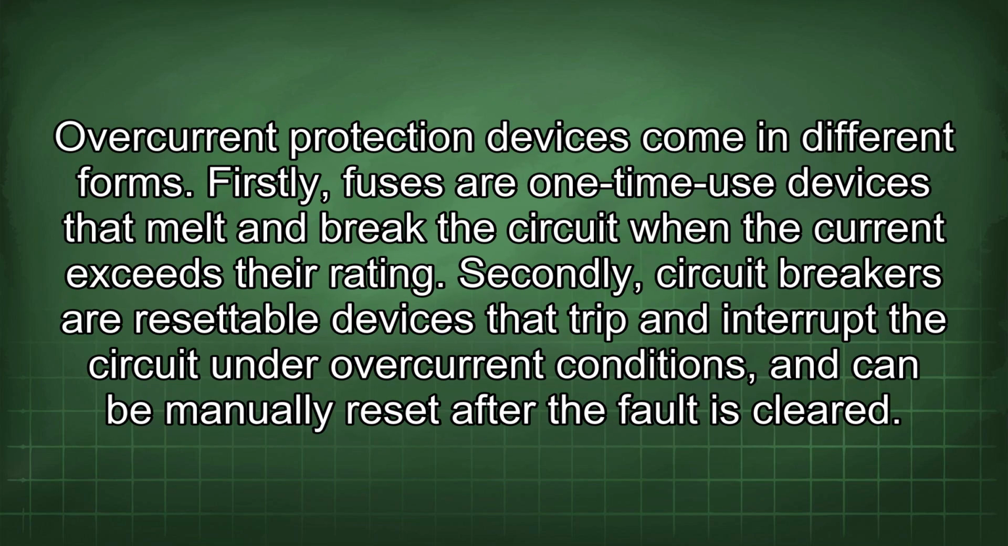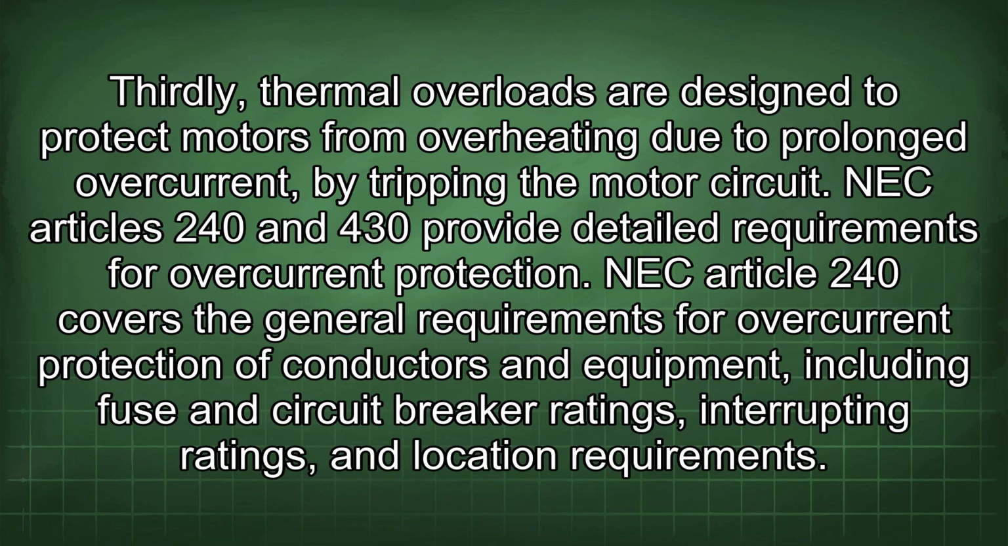Overcurrent protection devices come in different forms. Firstly, fuses are one-time use devices that melt and break the circuit when the current exceeds their rating. Secondly, circuit breakers are resettable devices that trip and interrupt the circuit under overcurrent conditions and can be manually reset after the fault is cleared. Thirdly, thermal overloads are designed to protect motors from overheating due to prolonged overcurrent by tripping the motor circuit.